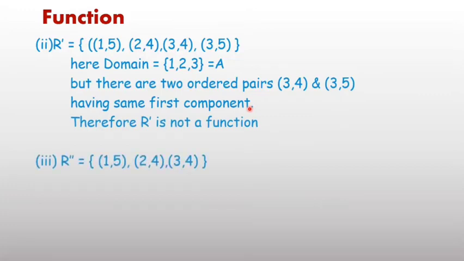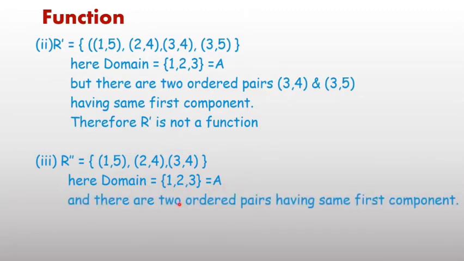Now third example, again it is a relation: (1, 5), (2, 4), (3, 4). It is a subset of A cross B, meaning a relation. Domain is {1, 2, 3}, equal to set A, satisfied. And you can also observe there are no two ordered pairs having the same first element. One more thing, remember, the second element may be repeated, that's no problem.